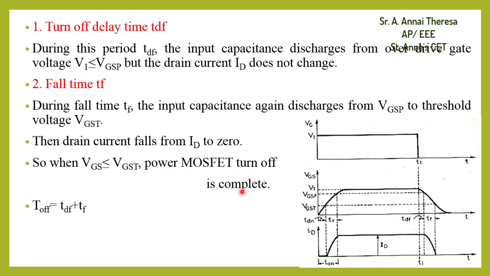So if you want to turn off the power MOSFET, then the gate source voltage should be less than or equal to VGST. The complete turn off time is equal to the turn off delay time plus the turn off fall time.